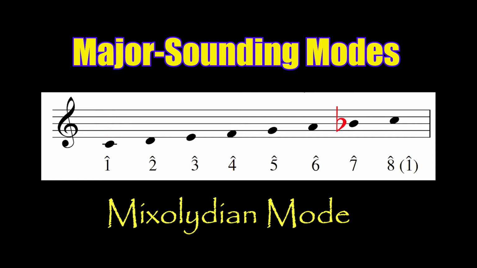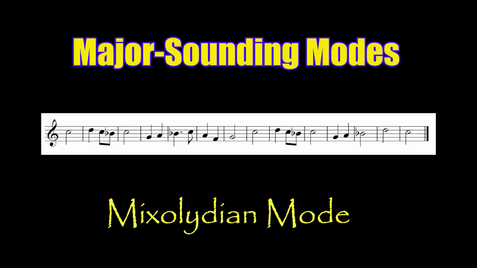Mixolydian can be found throughout folk music, but also can be found in contemporary pop and rock music. In music for film or video games, the Mixolydian has a kind of heroic effect because of that lowered seventh scale degree. Here's an example of Mixolydian. Note the extensive use of this lowered seventh scale degree, which is a defining melodic characteristic of the Mixolydian mode.